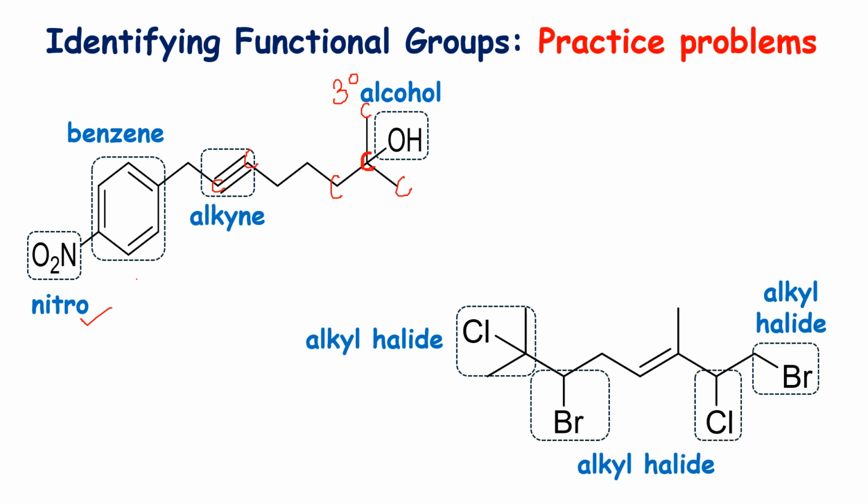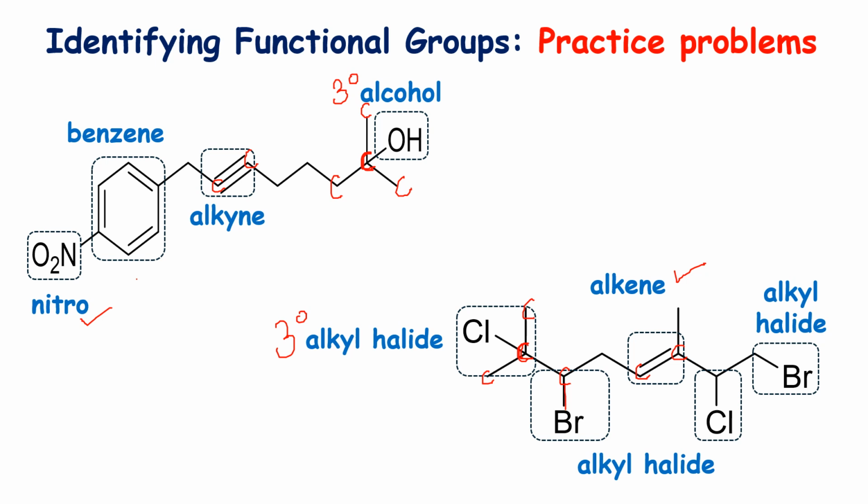And in the next example, we have many alkyl halides. As you can see that we have 4 alkyl halides and 1 carbon-carbon double bond. Carbon-carbon double bond is an alkene, and alkyl halides can be of 3 types: primary, secondary and tertiary. So let's find out. Carbon holding the chlorine is attached to the 3 carbon. So it's an example of tertiary alkyl halide.